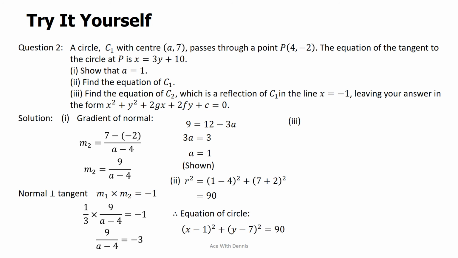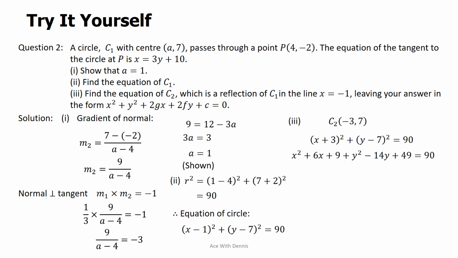Number 3. To find the equation of the circle C2, we can determine the coordinates of the center of C2, which is (-3, 7), as it is a reflection of C1 in the line x equals negative 1, and the radius remains the same. Therefore, the equation of the circle C2 will be (x plus 3) squared plus (y minus 7) squared equals 90.